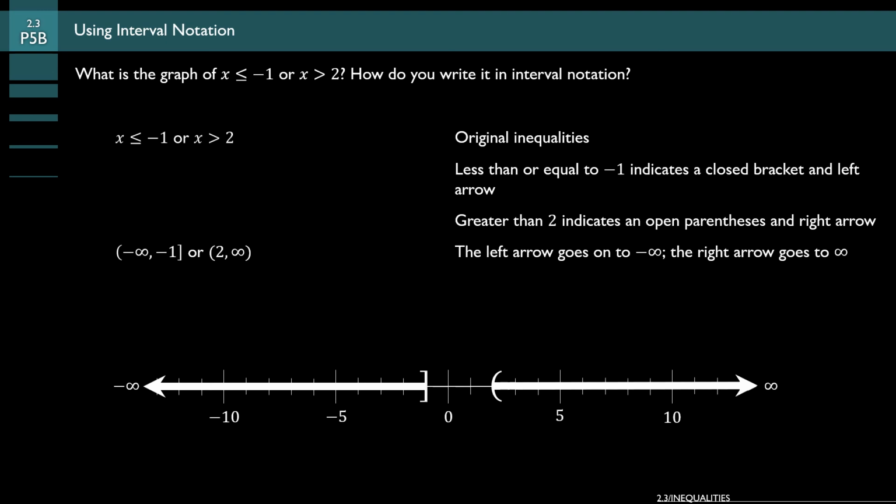So you can see that in this case, the bracket opens to the left. So we want to put a left-facing bracket at -1 and then run our arrow to the left. In the second set for interval notation, we have an open parenthesis going to the right. So we want to open that parenthesis to the right and then have an arrow also running off to the right towards infinity, and that's going to be the graph for this problem.